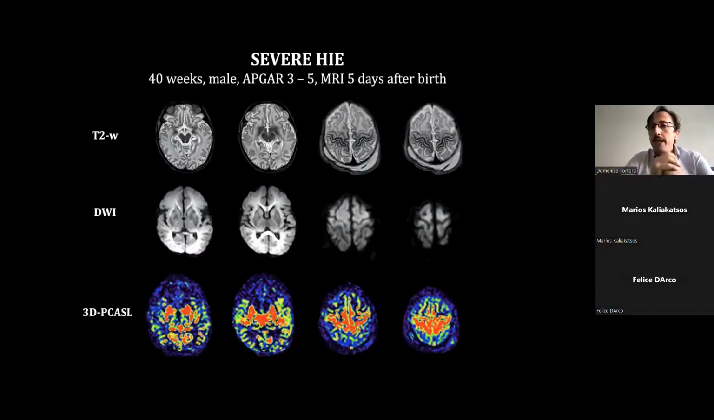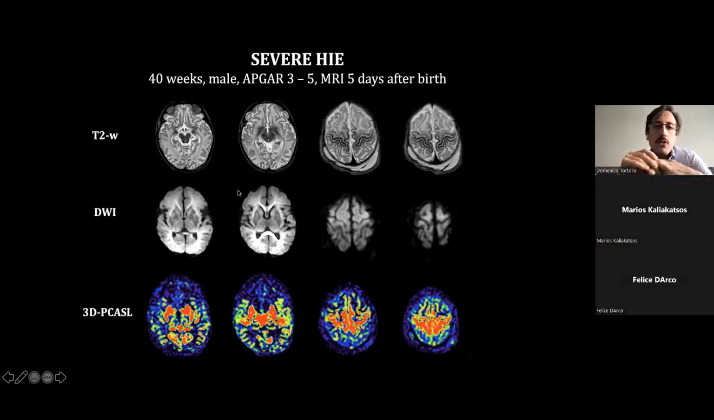These are images of a neonate with a severe form of hypoxic ischemic encephalopathy. You can see a very low Apgar score. These images were acquired 5 days after birth, after the cooling therapy, so this is during the first week of life. You can see the typical pattern with T2 hyperintense signal involving both the deep gray matter structures and the deep white matter, and restricted diffusion involving many structures of the brain.